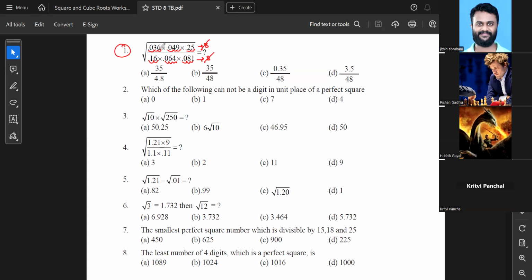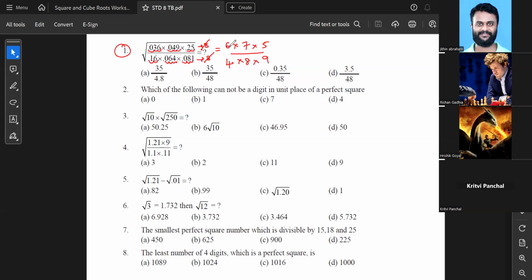So technically speaking, these numbers are 36, 49, 25, 16, 64, 81. When I take square root of 36, I get 6. Square root of 49 gives me 7. Square root of 25 gives me 5. Square root of 16 gives me 4. Square root of 64 gives me 8. Square root of 81 gives me 9.